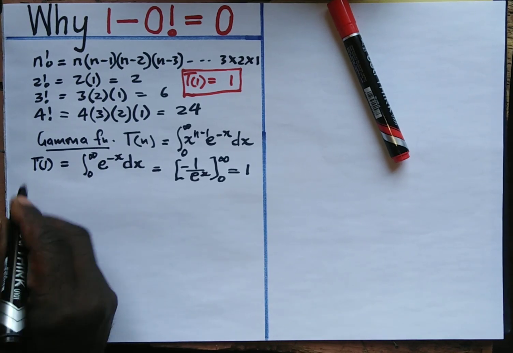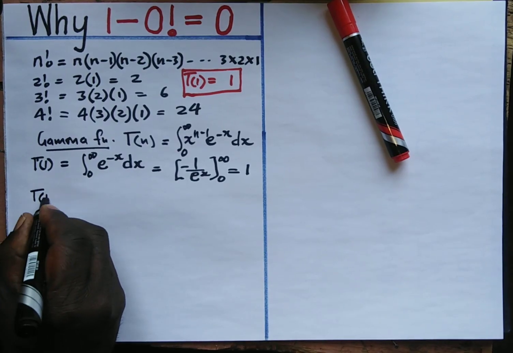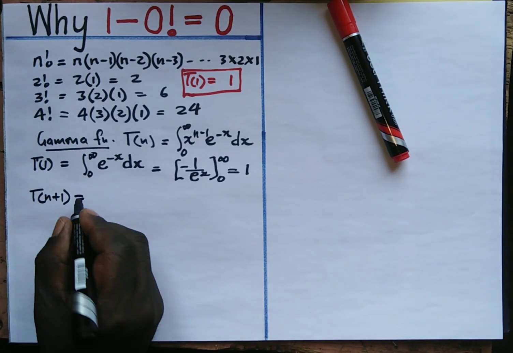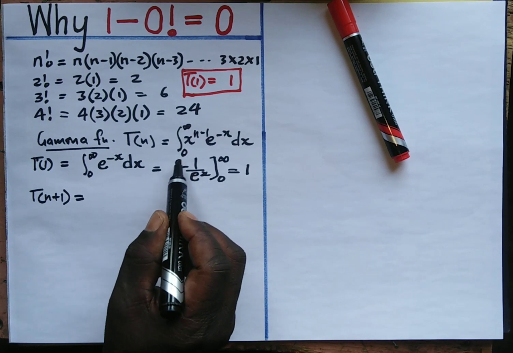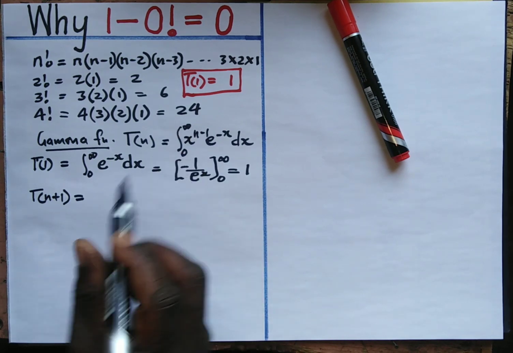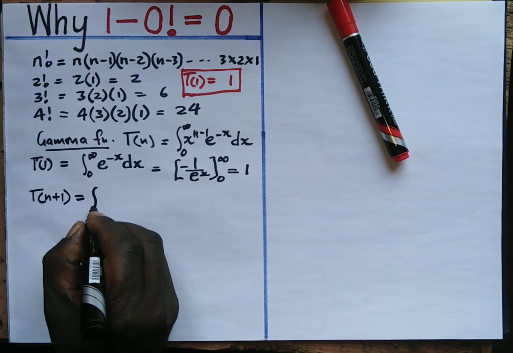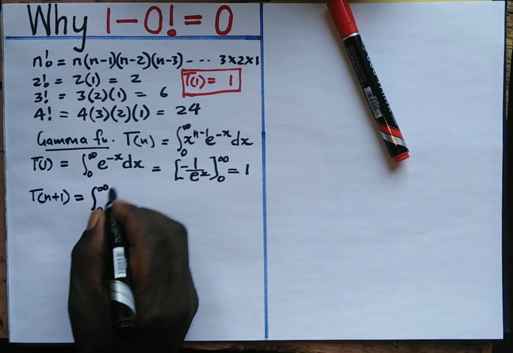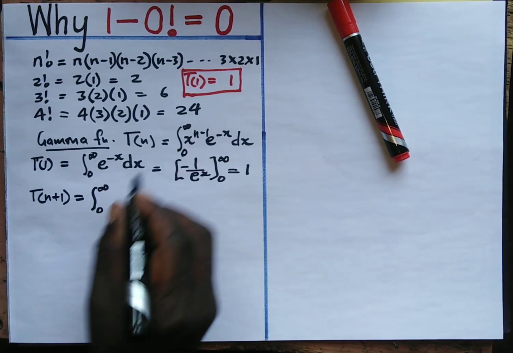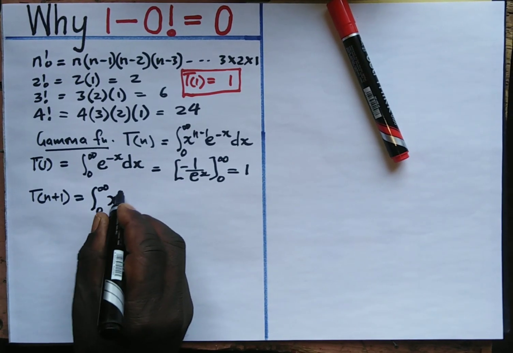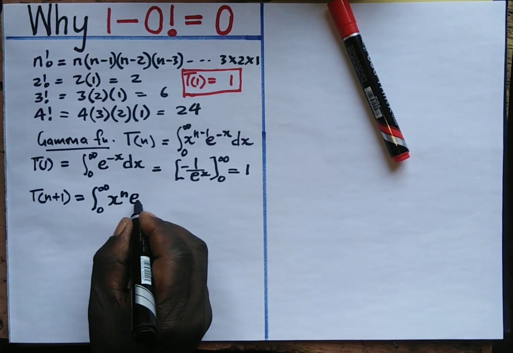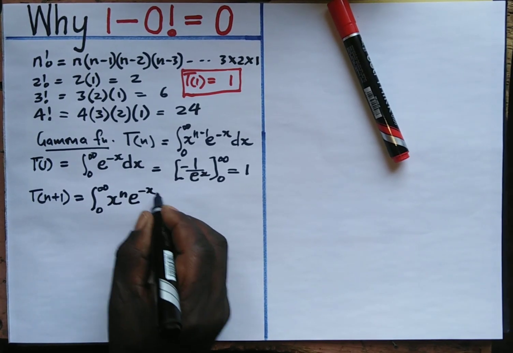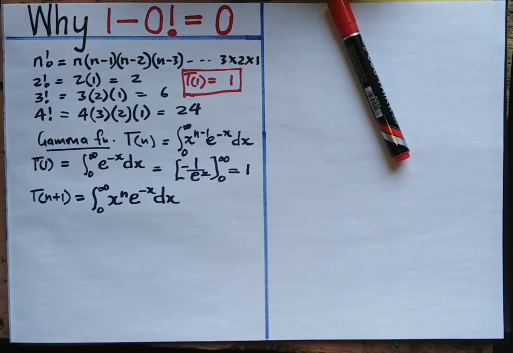So again, gamma of n plus 1 is equal to, we are now replacing our n with n plus 1. So again, we integrate from 0 up to infinity of x to the power n minus 1 plus 1, which is just x to the power n. X to the power n multiplied by e to the power minus x dx. Here we need to use integration by parts to evaluate this integral.